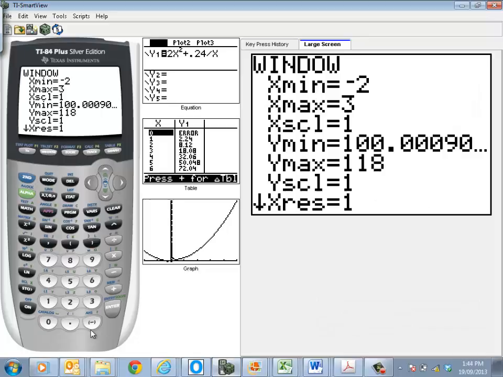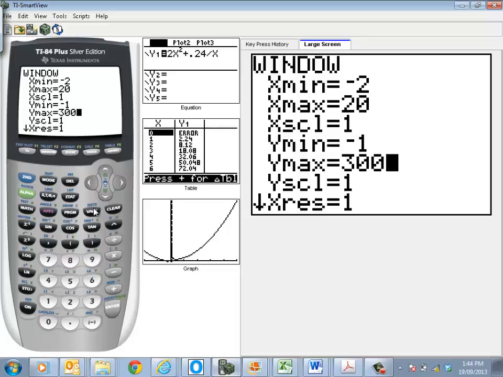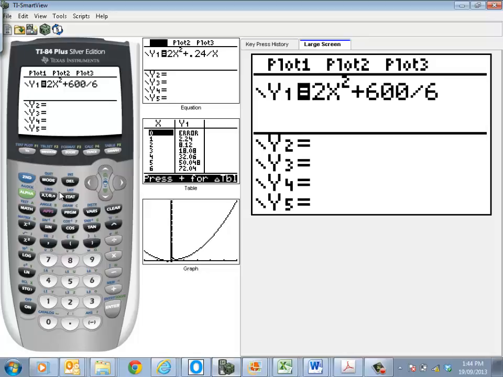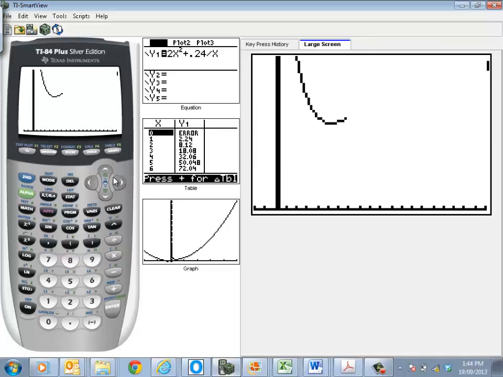Let's go to maybe 20, and from, say, minus 1 up to, say, 300, and see if we can see our curve on there. Have I done that function right? What did I do? I did 600 divided by 6, didn't I? What should it be? X. Okay, so I knew there was a problem in my graph. Now I see my curve like that.